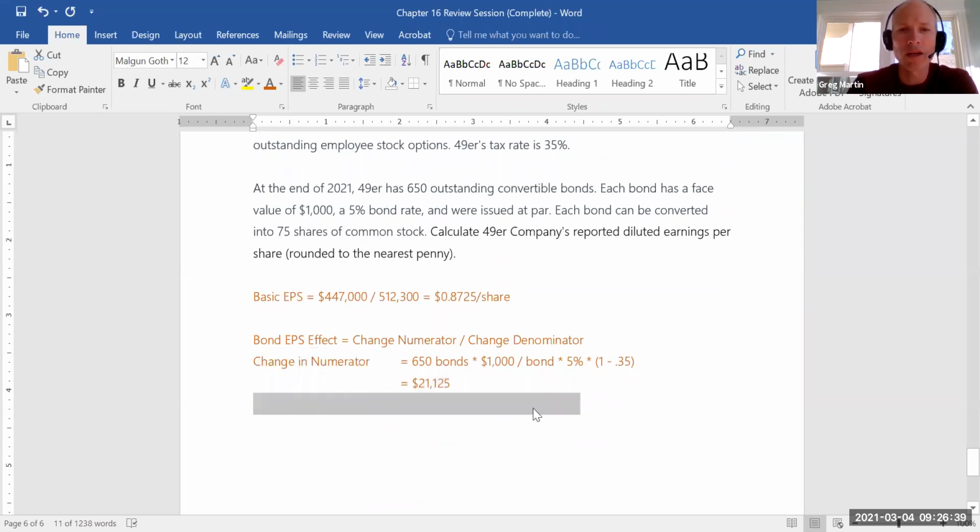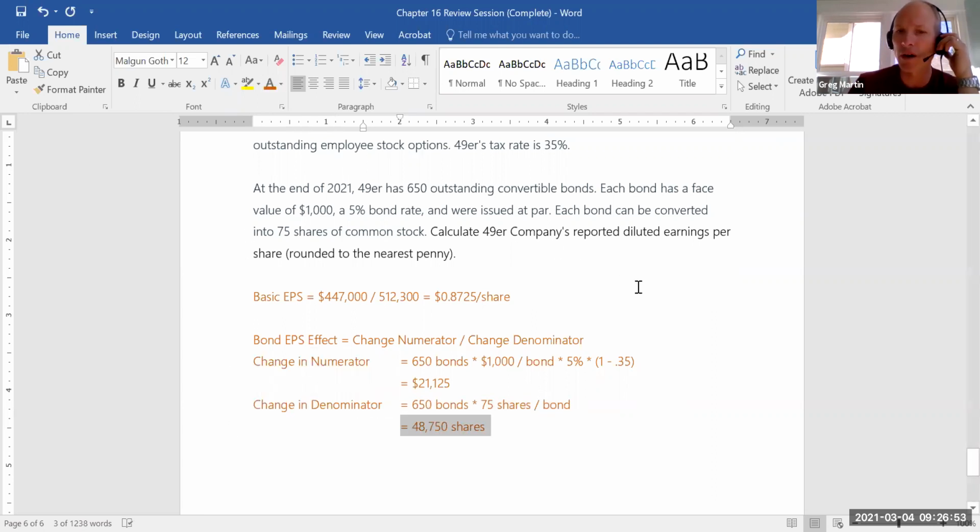Now let's talk about the denominator effect. Each bond can be converted into 75 shares of common stock. There are no splits or anything like that, so it's fairly straightforward. So the change in the denominator is 48,750.